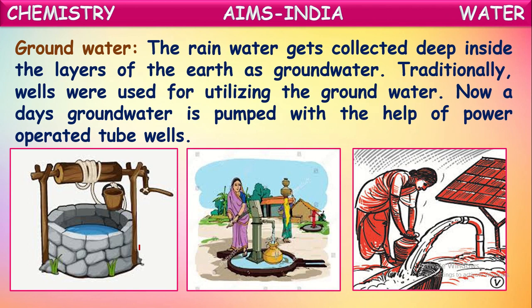What is groundwater? The water present under the layers of the earth is called groundwater. How is it formed there? When it rains, rainwater slowly sinks into the earth's surface and is collected deep inside the layers of the earth. It is called groundwater. This groundwater we take and use by digging wells or bore wells or by using power-operated tube wells. This is about groundwater.